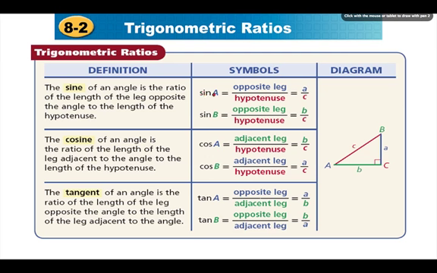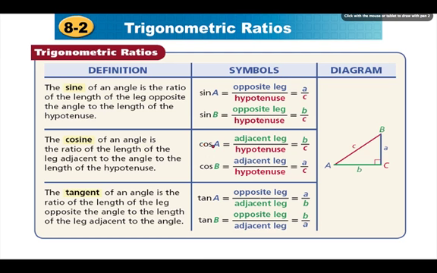Sine of angle A, by definition, is opposite leg over hypotenuse, which is a ratio. So I'm here, and this is my angle, what we call the reference angle. From this angle, which leg is opposite to it? This one, A. And which one is the hypotenuse in this right triangle? C. That's what we have, A over C.